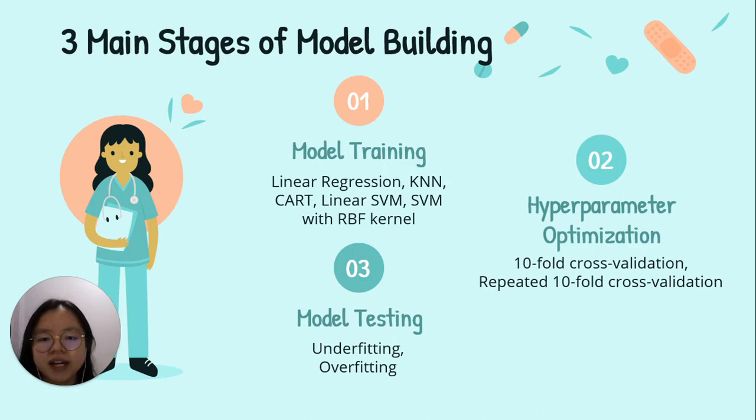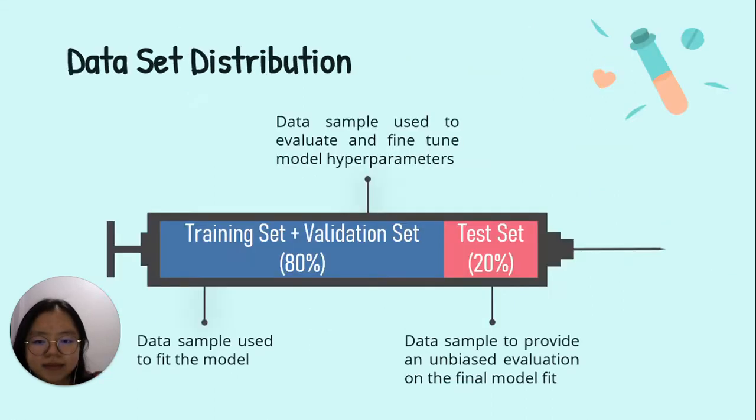Model building in our projects can be broken down into three main stages, which are the model training using the training set, hyperparameter optimization using the validation set, and lastly, the model testing using the test set. Before we start to train the model, we set aside 20% of the data for testing purposes, while the remaining 80% will be used as a training set and validation set.